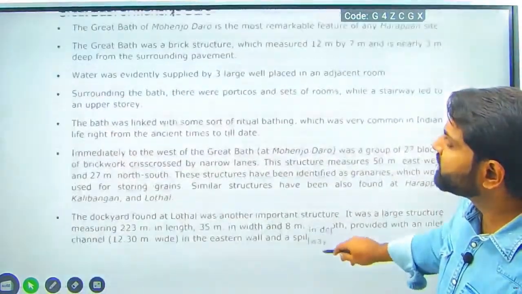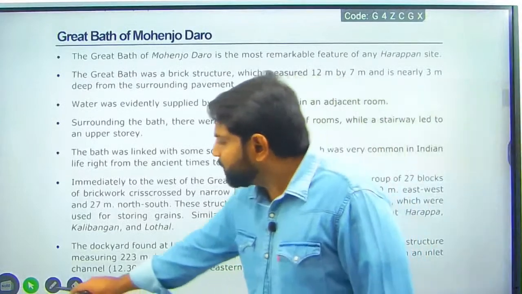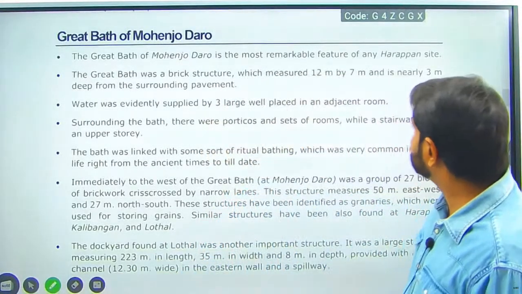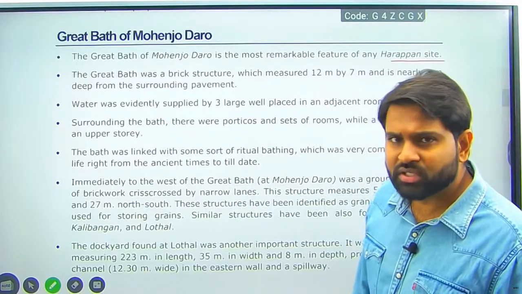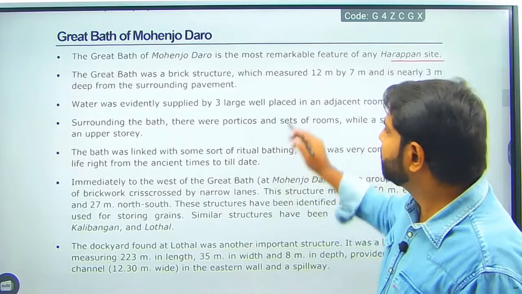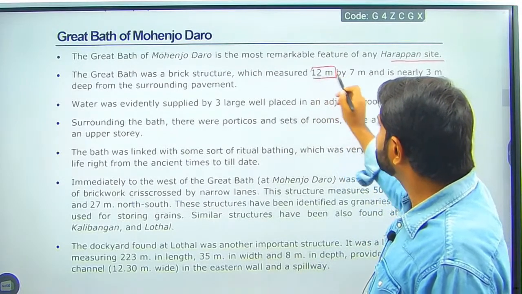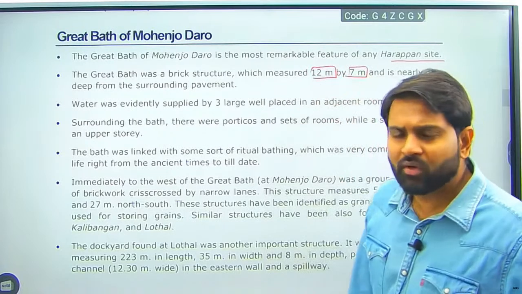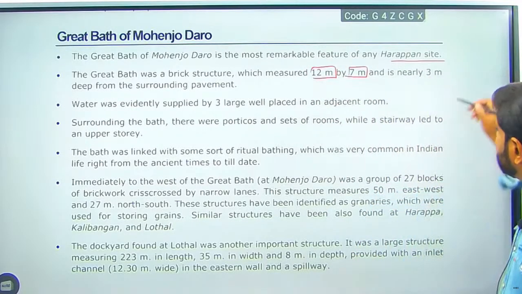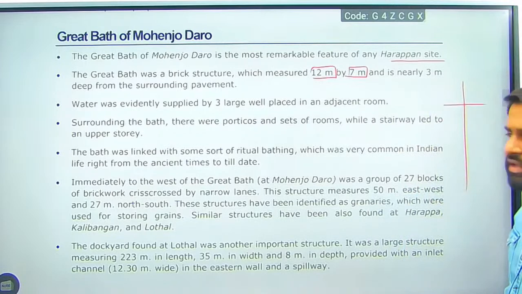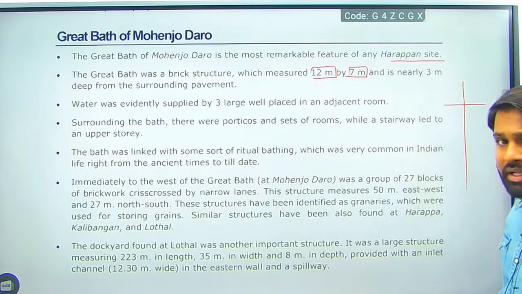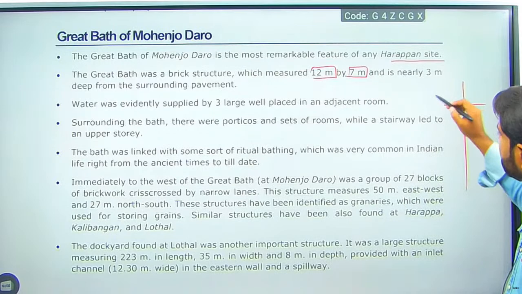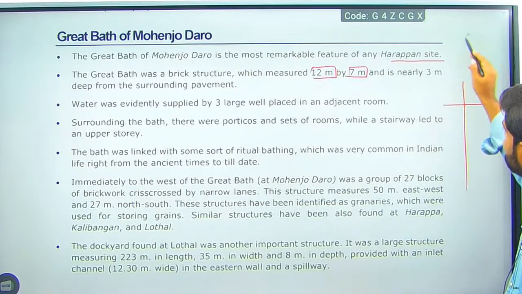So let us understand, this is a remarkable feature, a remarkable construction in any Harappan site when you compare. The great bath was a brick structure completely made of burnt brick, which measures 12 meters by 7 meters. One side is 12 meters, the other side is 7 meters, and it is nearly 3 meters deep from the surrounding pavement.